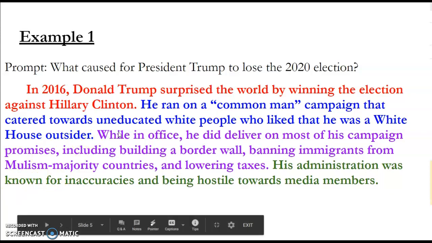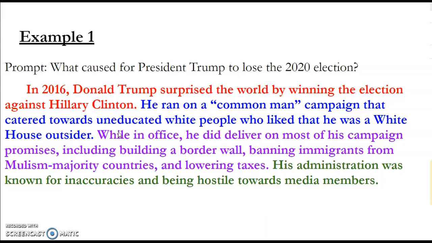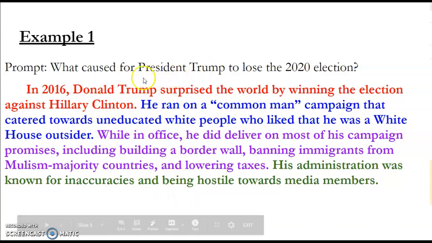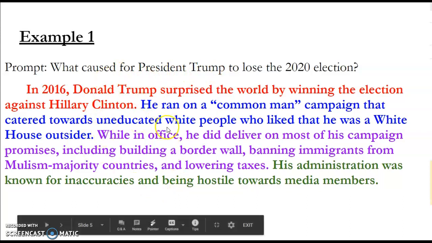I say that he ran on a common man campaign that was catered towards uneducated white people who liked that he was a White House outsider. While in office, he did deliver on most of his campaign promises, including building a border wall, banning immigrants from Muslim-majority countries, and lowering taxes. His administration was known for inaccuracies and being hostile towards media members. So these four independent things are just kind of giving us contextualization about who President Trump was as a president.